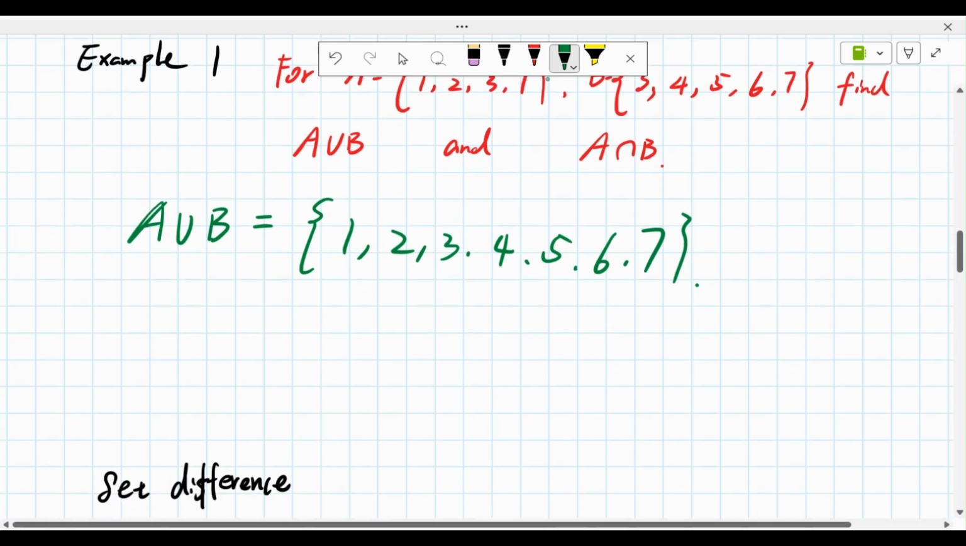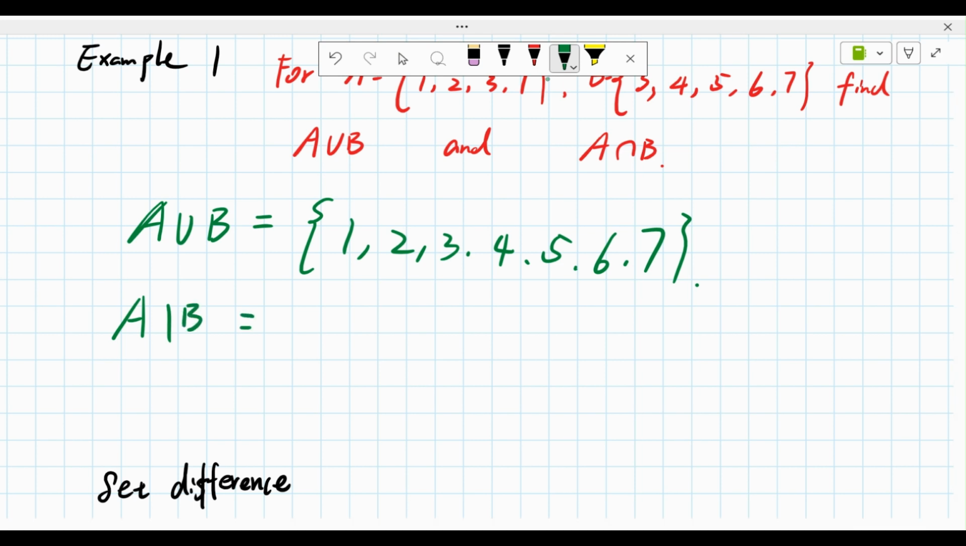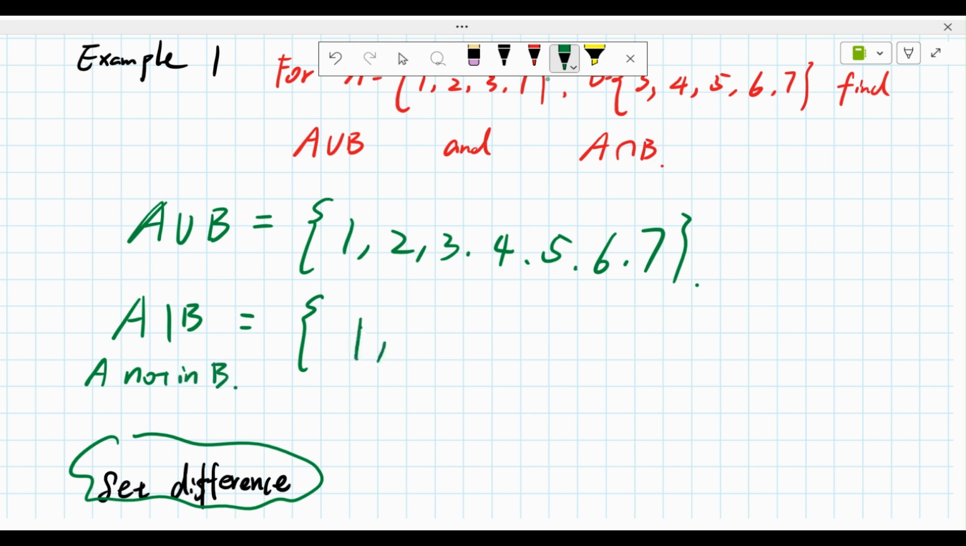So what happens if I say A not B? That means something called set difference, which we're going to touch on later. It means you have A but not in B. A has 1, 2, 3, 7, but the elements in A that are not in B are, sorry, A not in B, and that is 1 and 2.